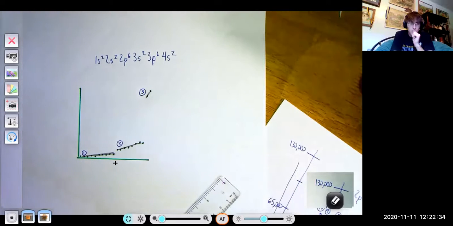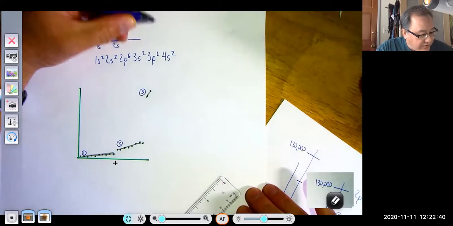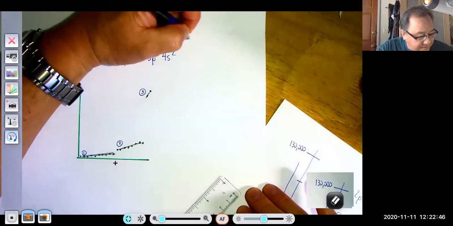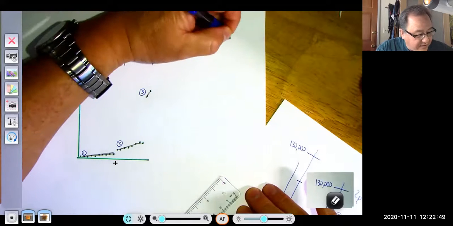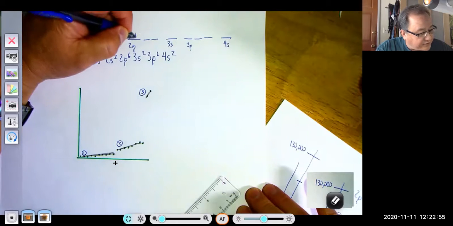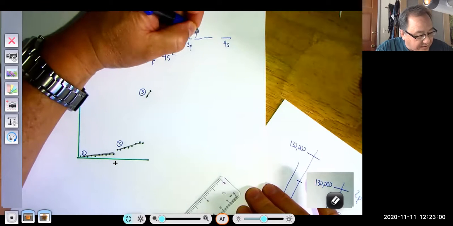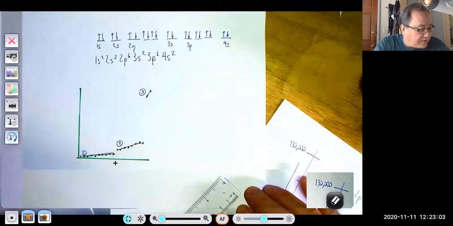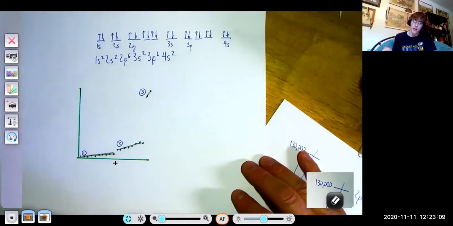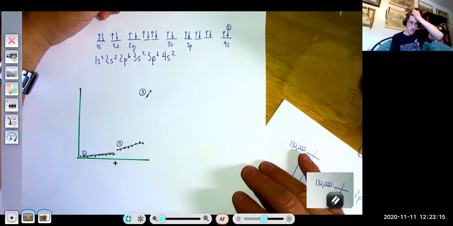But if we do this, 1s, 2s, 2p, 3s, 3p, and 4s, and put all the electrons in, let's do the same thing that we did before and assign numbers to each of these electrons. What do you want to assign number 1 to? The easiest electron. Would 1 go to the down arrow on 4s? That's right. Number 2, would that go to the down arrow on 3p?